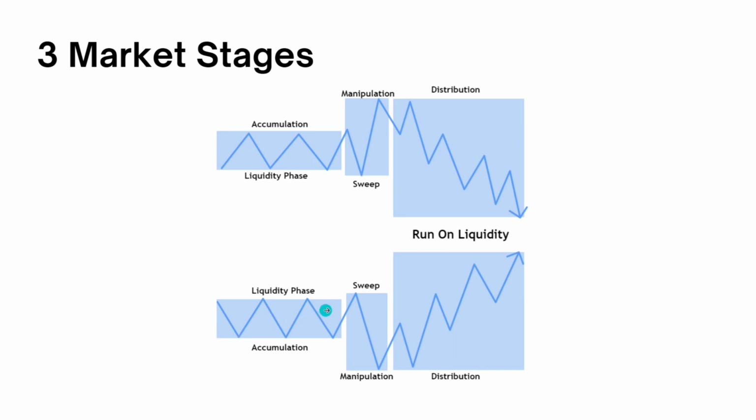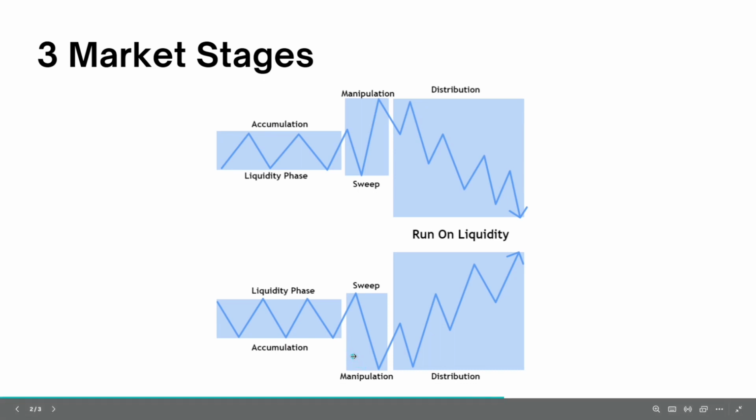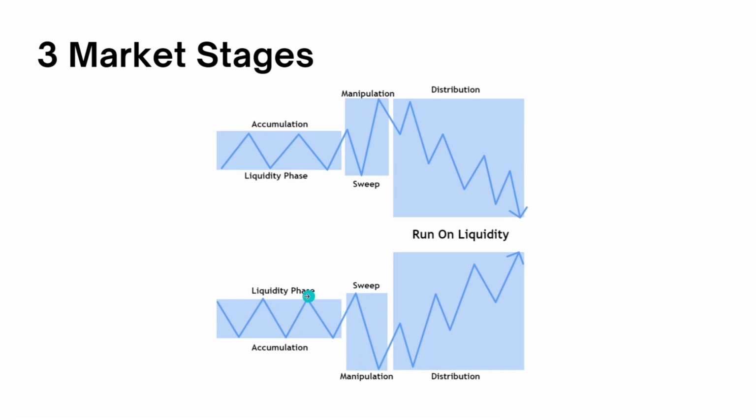And same thing with this one on the bottom here. So it's sweeping the sellers first, right? And then it goes and sweeps the buyers. And the main reason for that is so that it can have less resistance when it decides to run to the upside, if that kind of makes sense for everybody.